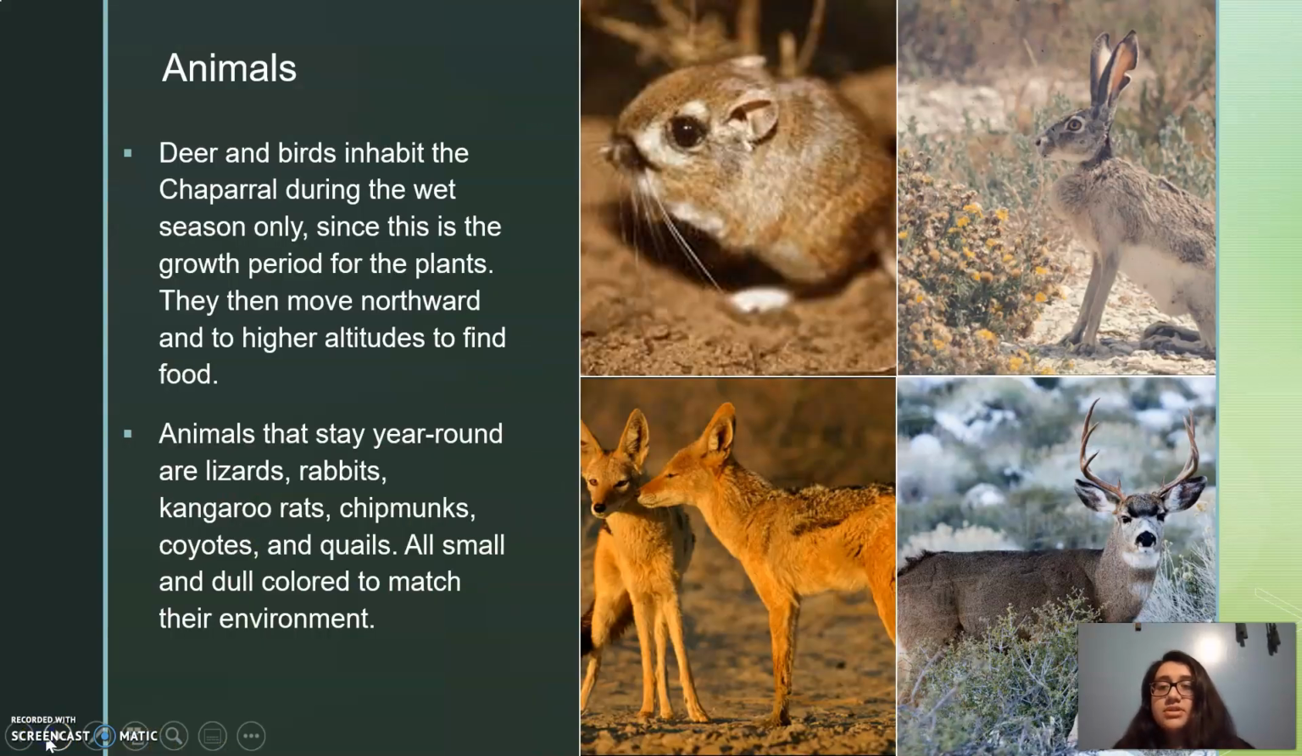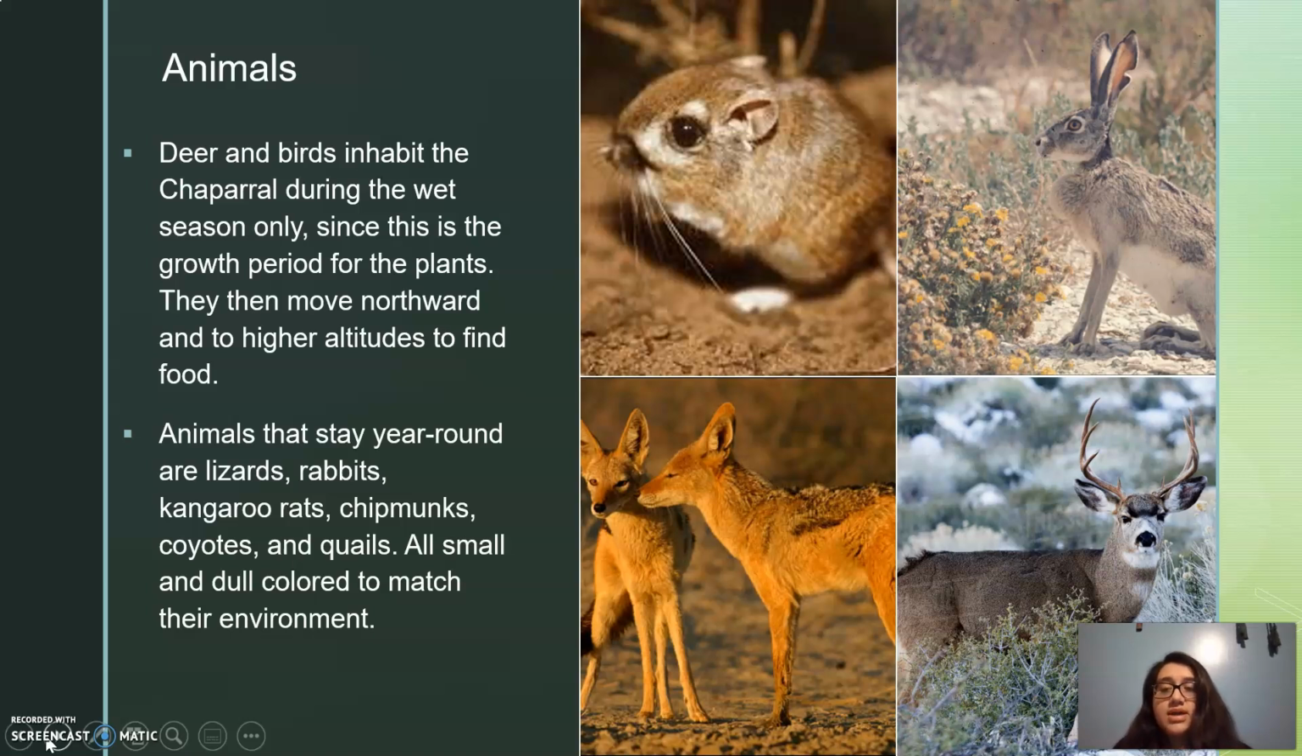Animals. Deer and birds inhabit the chaparral during the wet season only. Since this is the growth period for the plants, they're able to find food there, and obviously they will stay there for as long as they can until the heat comes back. And that's when they move northward and to the higher altitudes to find food.